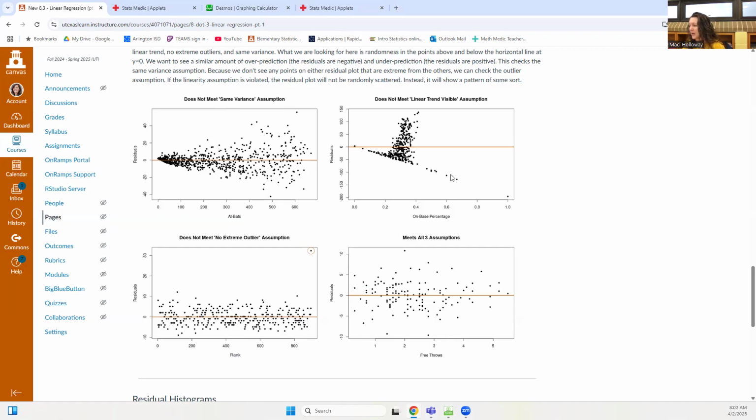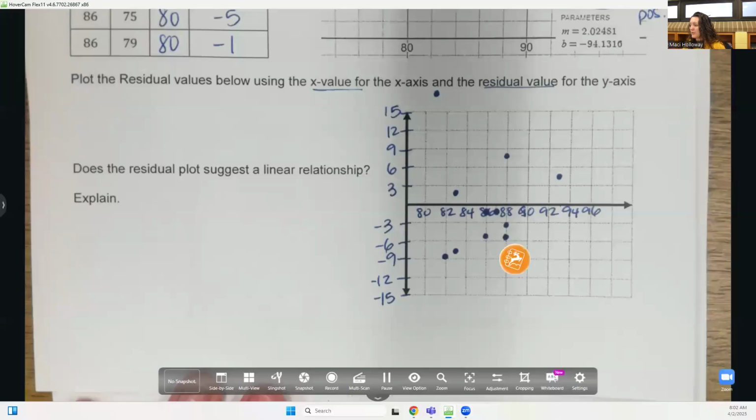This one clearly has a pattern. This one has no pattern. This meets all three assumptions. We want our residual plot to look like this. So let's look back at our residual plot that we have made here.